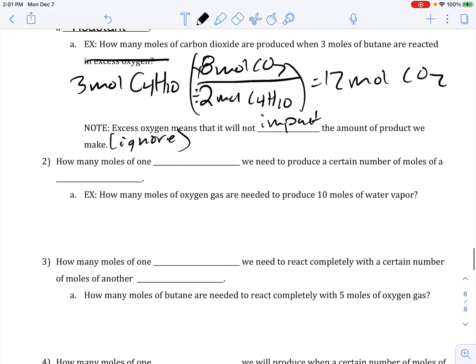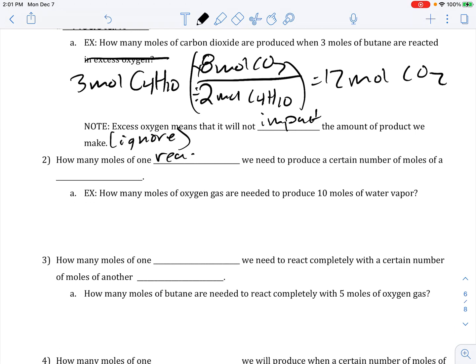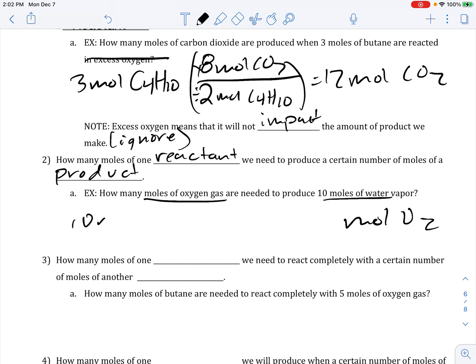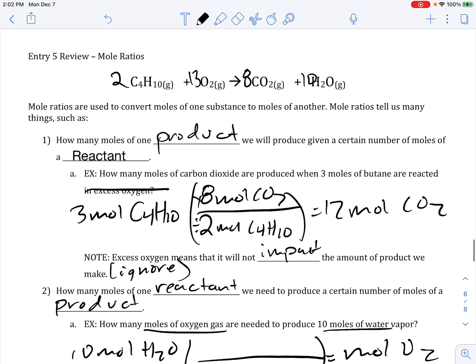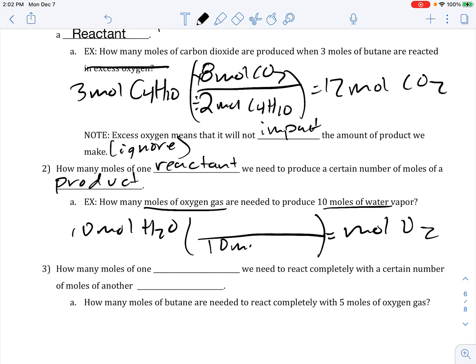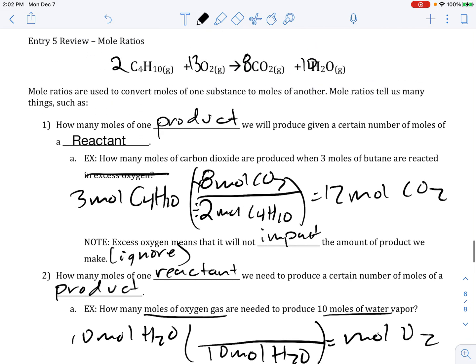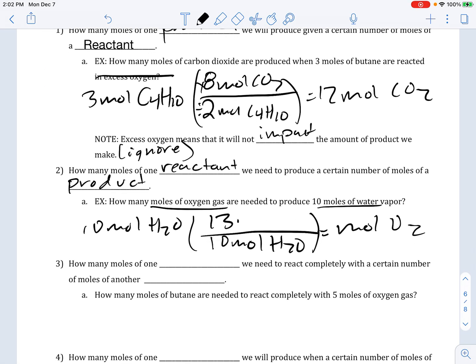Okay, the next problem says how many moles of one reactant we need to produce a certain amount of moles of a product. This time I want moles of O2, given that I have 10 moles of H2O. And again, I go look up here, H2O is a 10. So I have 10 moles of H2O. And on top I have 13 moles of O2, which gives me 13 moles of O2 as my answer.